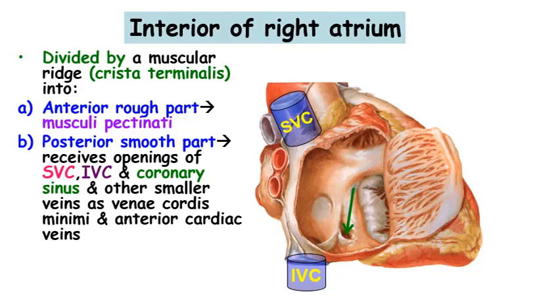Added to all this, the right atrium receives openings of small veins directly into its wall, which are known as the venae cordis minimae, as well as the anterior cardiac veins.